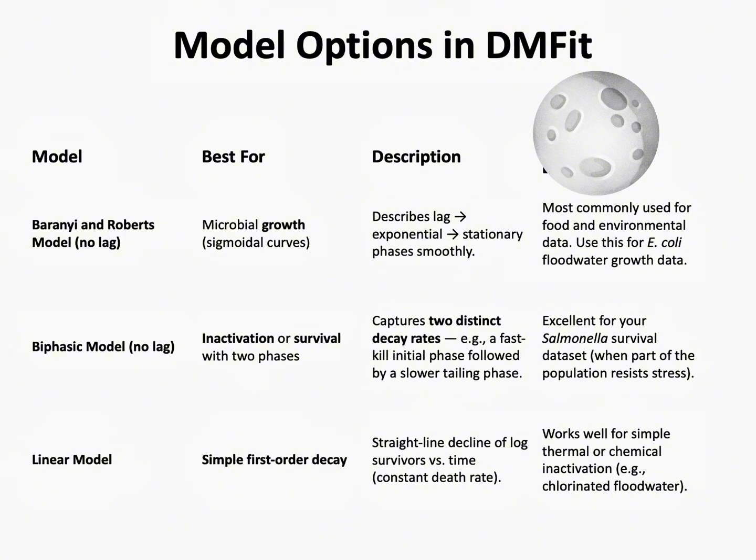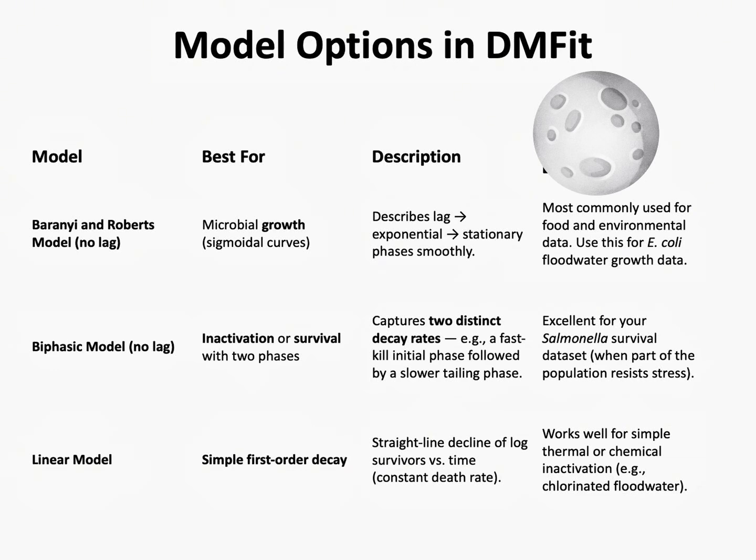It is most commonly used for food and environmental data, and used for E. coli floodwater growth data. The biphasic model is best for inactivation and survival with two phases. That's why they call it biphasic. It captures two distinct decay rates, for example, a fast-kill initial phase followed by a slower killing phase. It's really good for the Salmonella survival database, where a good part of the population resists the stress.